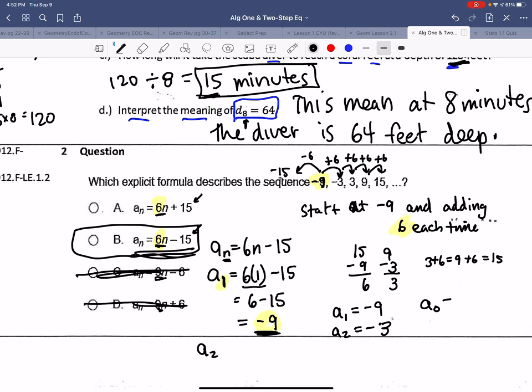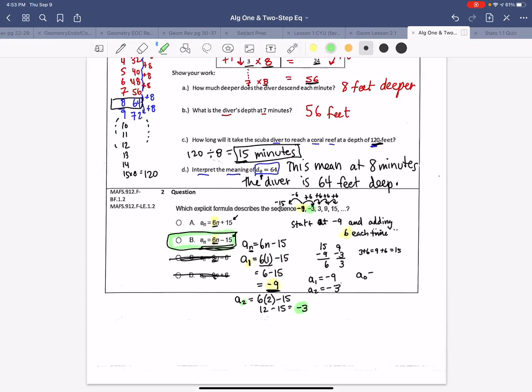So if we use this formula, A sub 2, and we plug in 2 where we see the letter n, 12 minus 15 is -3, and we notice the second number in the sequence is -3. So we definitely feel good about this choice. Definitely our answer.